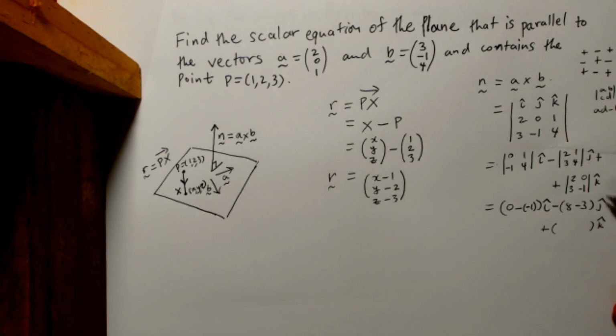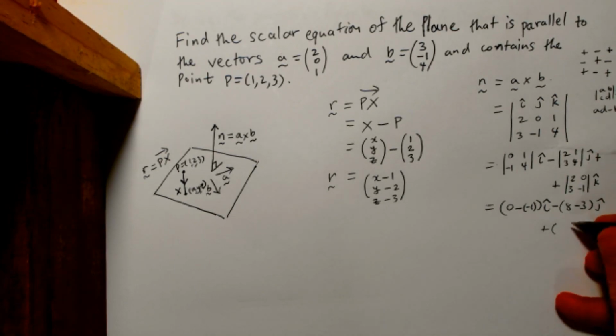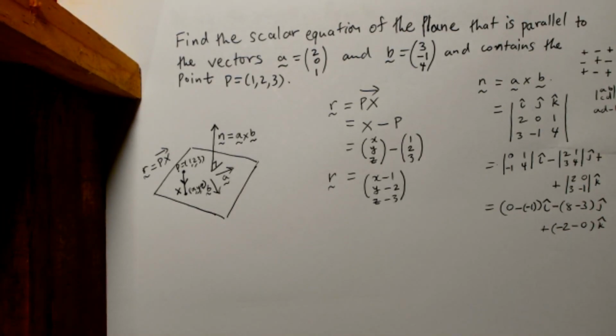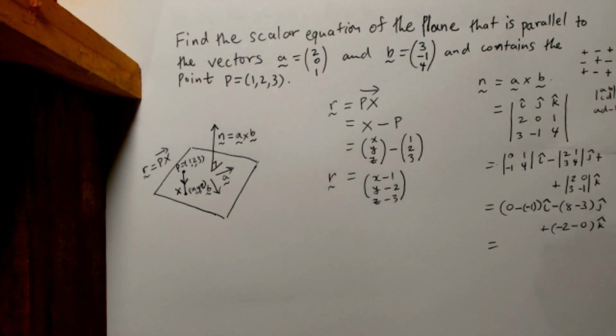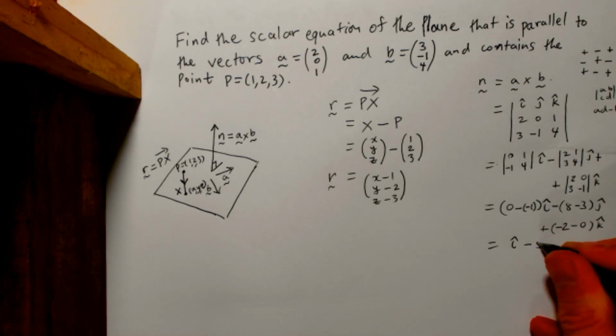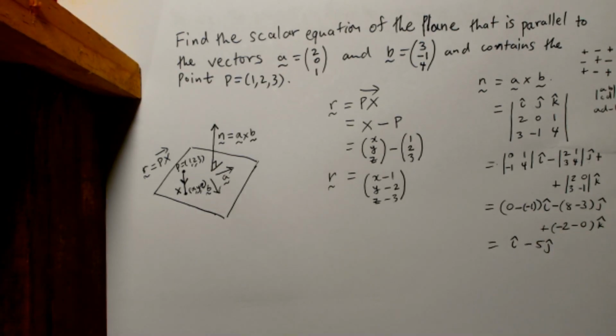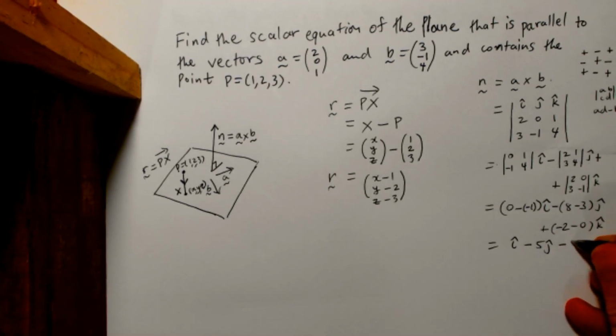Okay, now down here next to the k hat, we have minus 2, minus 0. Okay, now I want to simplify this. So minus minus 1 is plus 1, so this will be i. 8 minus 3 is 5, but we have minus, so minus 5 j hat. And then minus 2 minus 0 is minus 2, so minus 2 k hat.